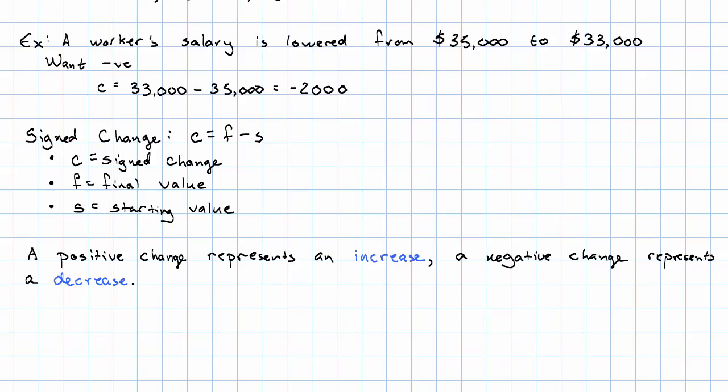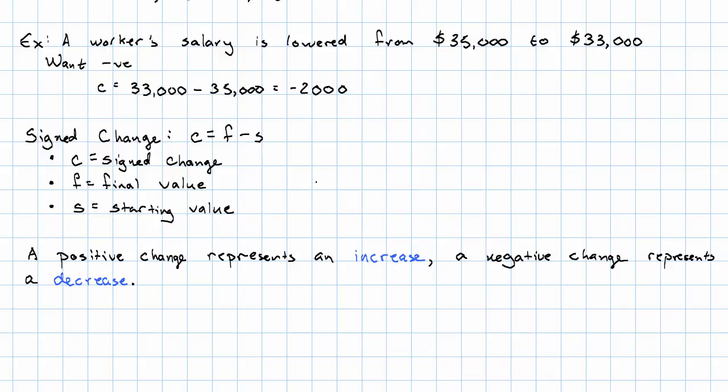$2,000. When we find that the change is positive, that means the final value must have been larger than the starting value. So we've seen an increase. When we find that a change is negative, that means that the final value must have been smaller than the starting value. That represents a decrease.